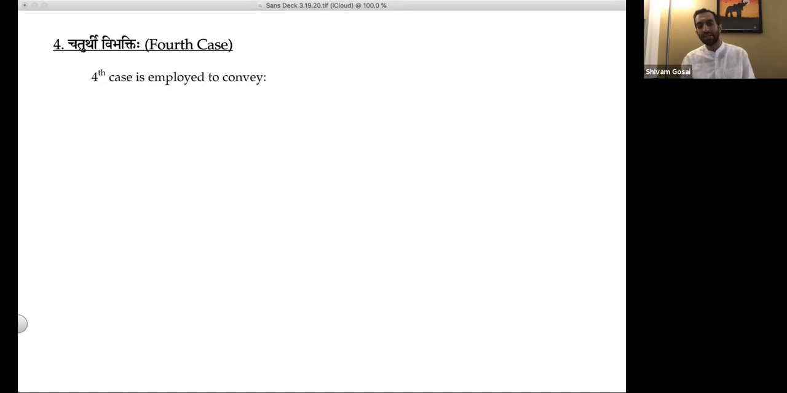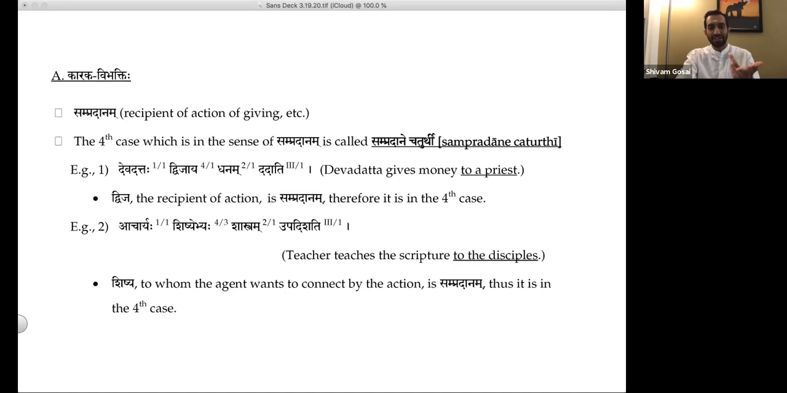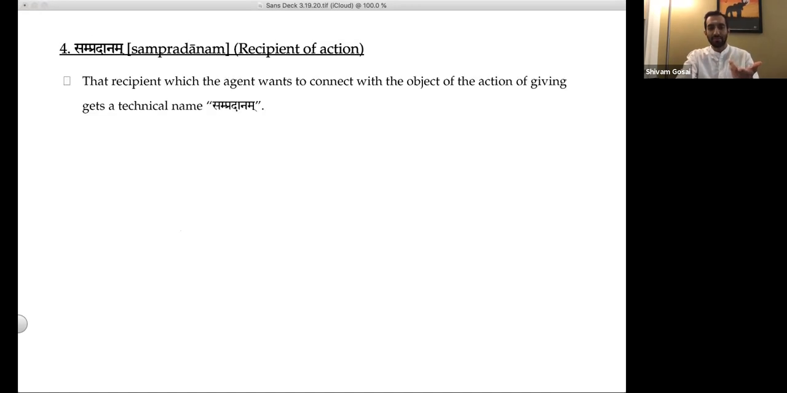Chaturthi Vibhakti. Vibhakti is a case, or a literal translation of Vibhakti is a division. So there are 7 divisions. The fourth division or case is called Chaturthi. The first one we're going to look at is that it can indicate a sampradhanam. But first, let's look at what a sampradhanam is.